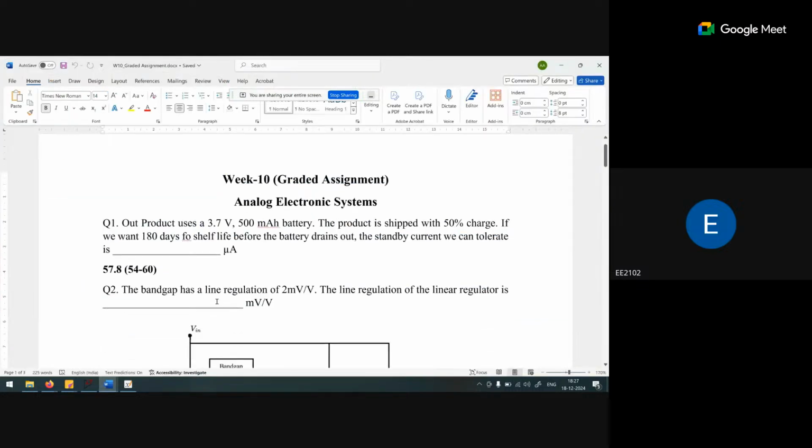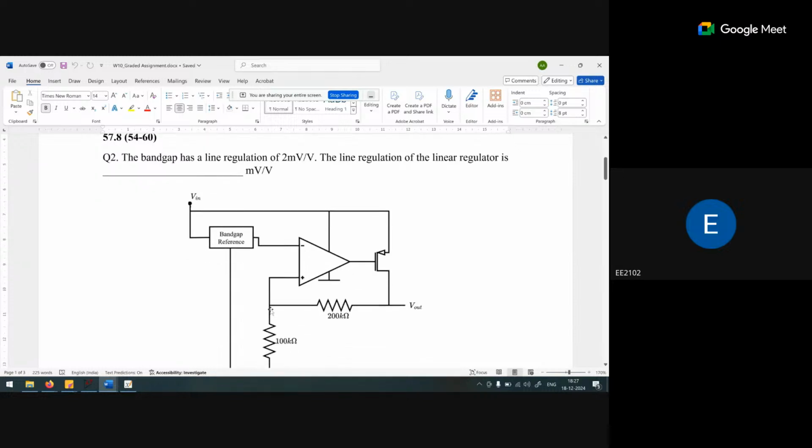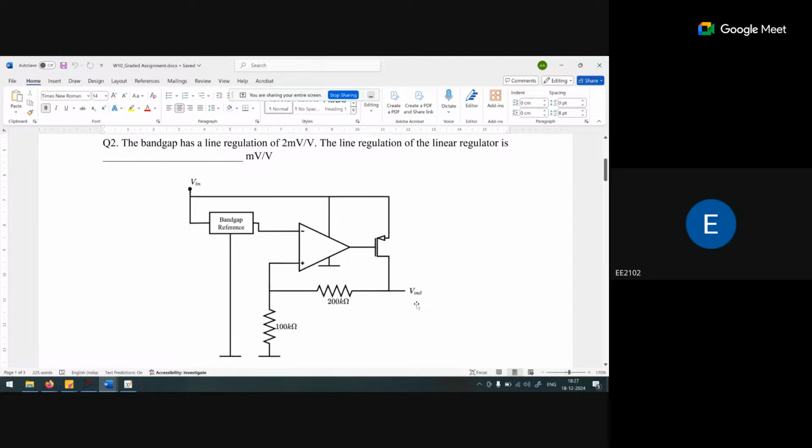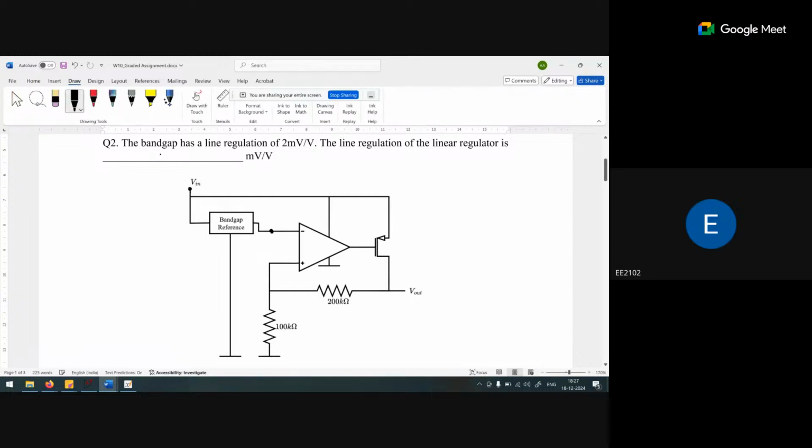Question 2: the bandgap has a line regulation of 2 millivolt per volt. The line regulation of a linear regulator. If you see this circuit, a similar question is given in the practice assignment. So the bandgap has a line regulation, that means the line regulation at this point is 2 millivolt per volt. Now this 2 millivolt per volt will be applied to an operational amplifier.